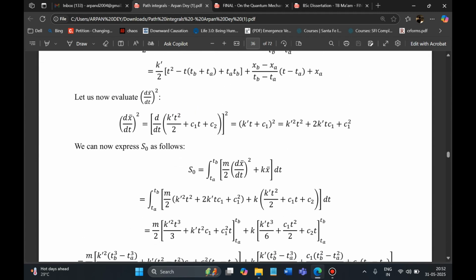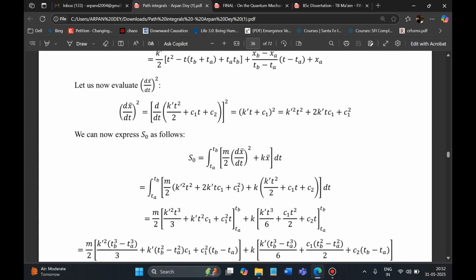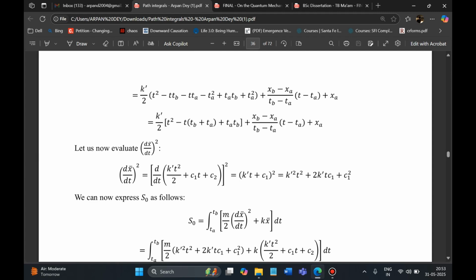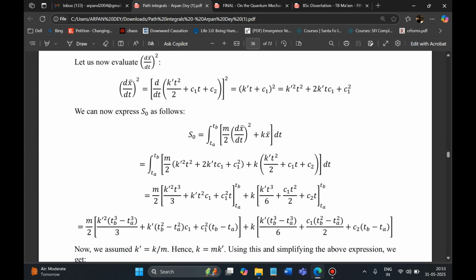So now let's evaluate dx bar by dt whole square. Let's just take the derivative of this expression, and we take the whole square of the derivative. We square our result, basically. We just do that, and we get this. We start with the simple expression that contains C1 and C2. Here we don't put the values. Here we don't use this expression. It's very complicated, right? So now we can write S naught, or the least action, as follows.